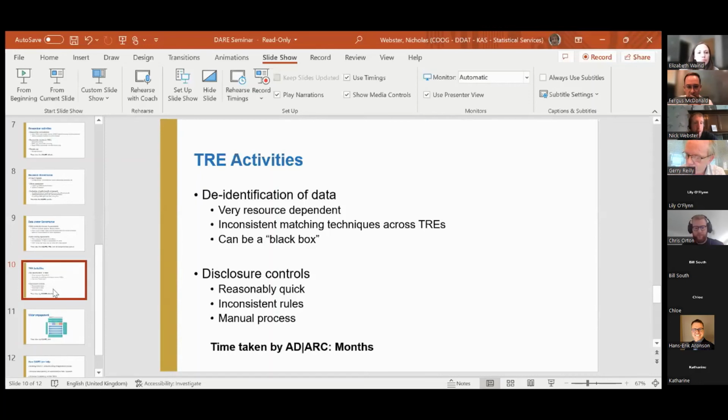TREs. And then finally, disclosure controls, very important. They're reasonably quick, but there's inconsistent rules here. Some rules are about rounding to the nearest 5. Some won't let anything under 10 out, so won't let anything less than 20 out. And you can sometimes run into problems by forgetting which rules you're working under, and it's a manual process. So time taken on the whole over the course of the project is probably more like months than weeks, although it's getting better all the time due to the excellent work of the TREs themselves.